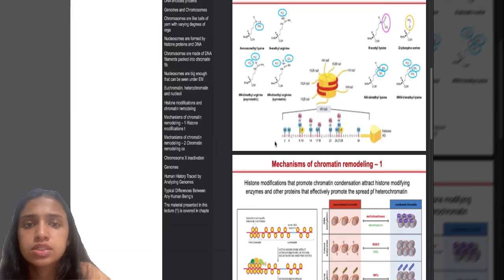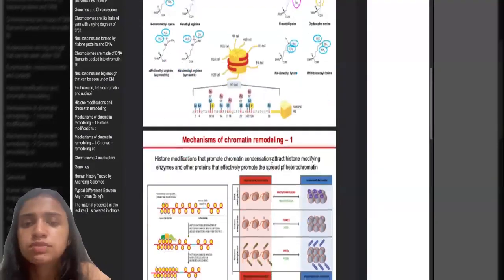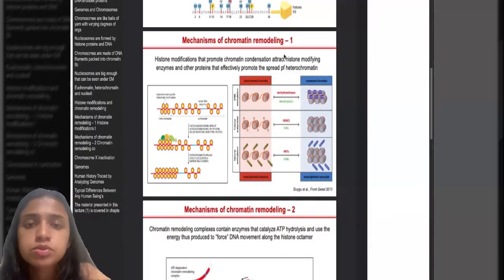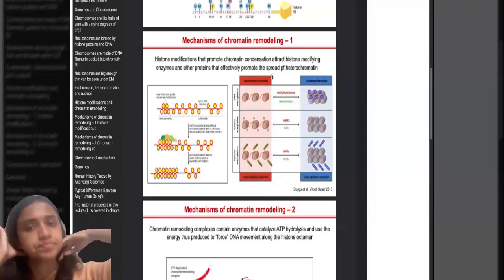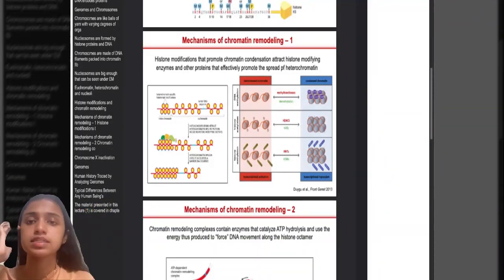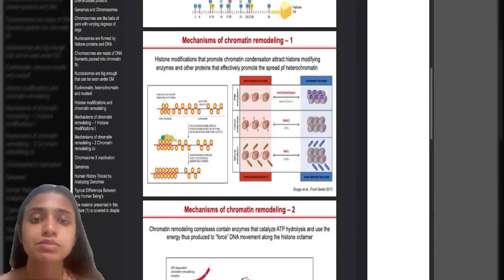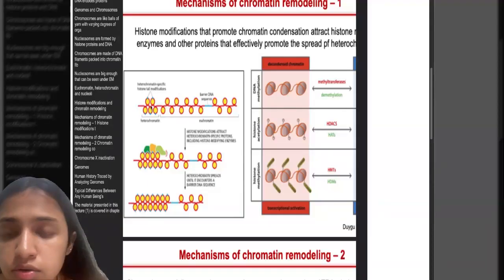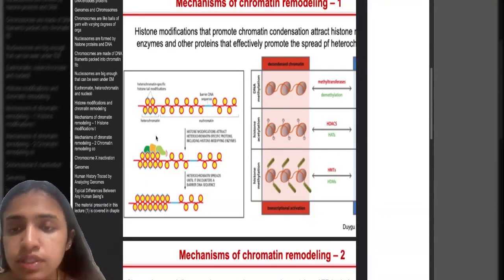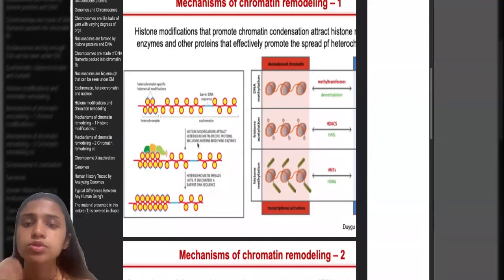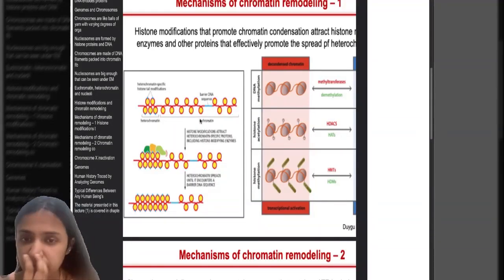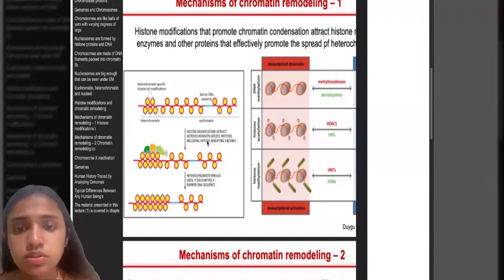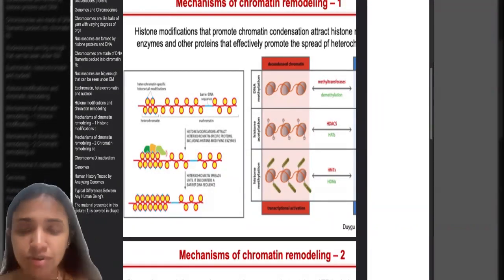All right, continuing off of where we left off, we're going to be talking about chromatin remodeling. Histone modifications that promote chromatin condensation attract histone modifying enzymes and other proteins that effectively promote and spread heterochromatin. So here you have heterochromatin specific histone tail modifications. You have the heterochromatin, euchromatin, and then between you have the barrier DNA sequence. Histone modifications attract heterochromatin specific proteins, including histone modifying enzymes.